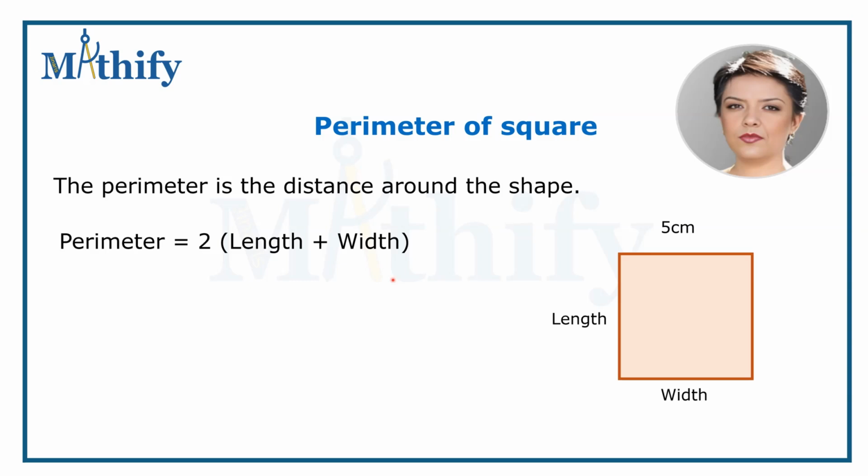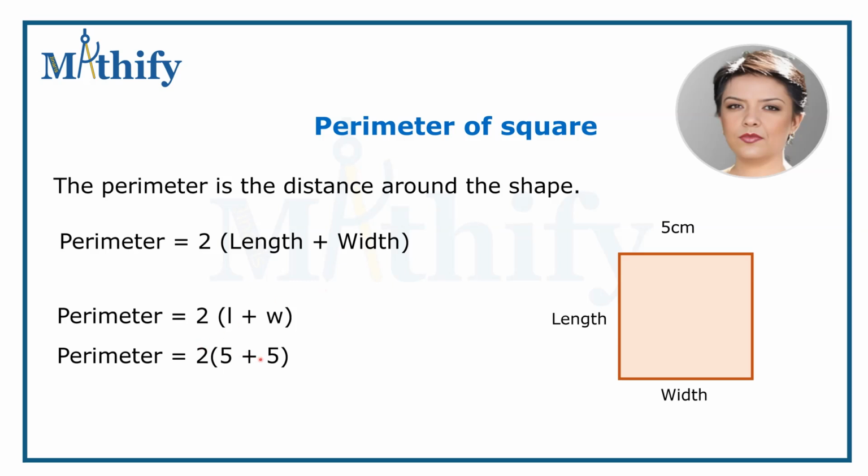As we mentioned earlier, in a square, length is equal to width, which means that if this is 5 centimeters, our length is also 5 centimeters. So this is something to consider. Now, let us work out the perimeter. Perimeter is equal to 2 lots of 5 plus 5. Or with this information, perimeter is equal to 2 lots of length plus width. So 2 times 5 plus 5.